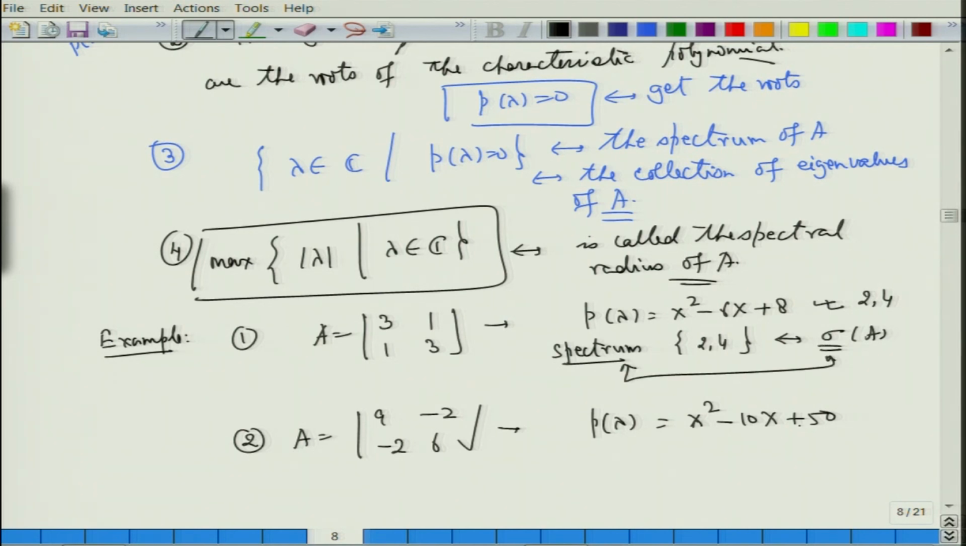In the other case, we had 5 and 10 as our roots. So the spectrum, which is sigma of A, is 5 comma 10. Is that okay? The spectral radius here is 4, and here the spectral radius is 10. All right.